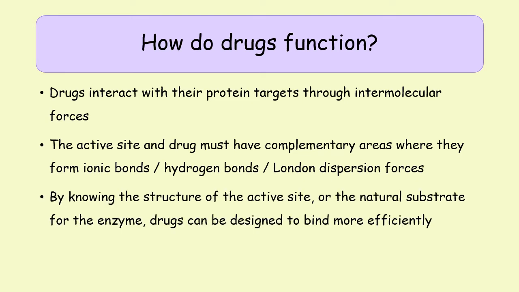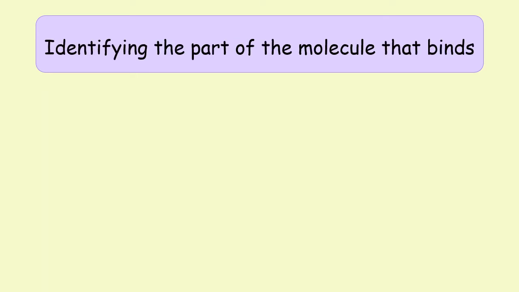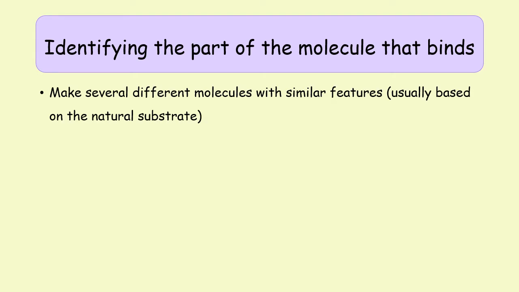If we know the structure of the active site, or we know the molecule that would normally bind to our receptor or our enzyme, we can design drugs that have similar structural features and make similar types of bonds, which would therefore make them work more effectively. So how do we identify molecules that bind to targets?